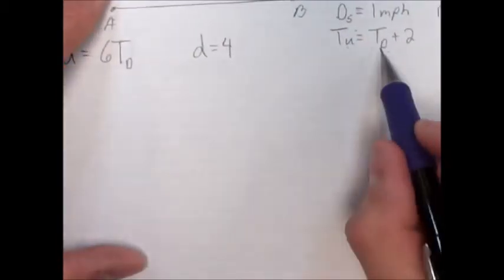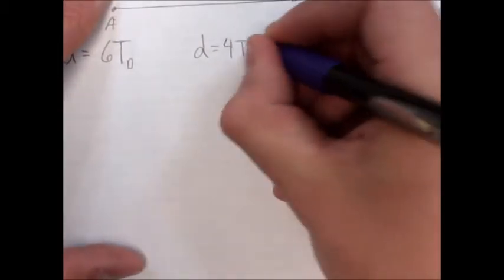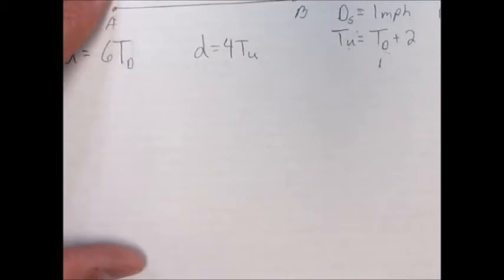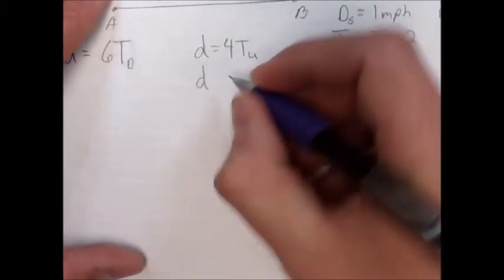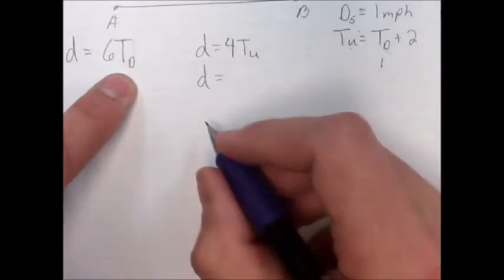And my time upstream was what? Right here, right? TU. But I can plug this in, right? It is TU, you're right. T sub U. But I want both of these equations to be in terms of TD. That'll help me out later.